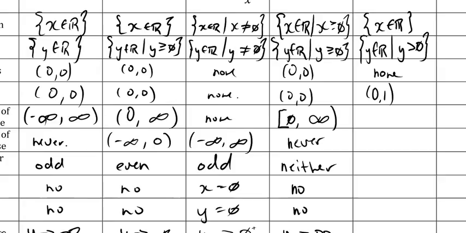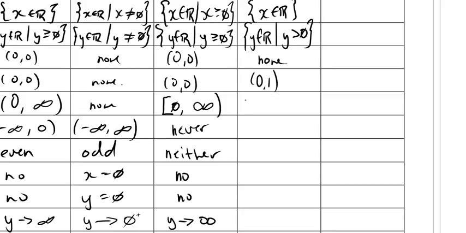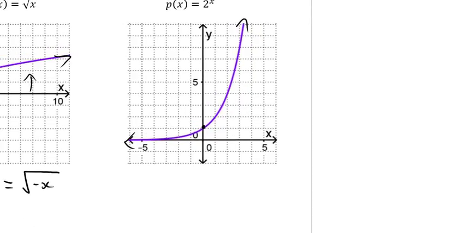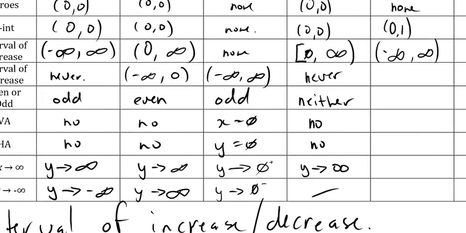And this one is always increasing. I'll go and we'll take a look at that in a minute. Here we go. Right, so going from left to right, the y's are getting bigger, getting bigger, getting bigger, and they always will. Interval of decrease, nope, never or none. Even or odd or neither.